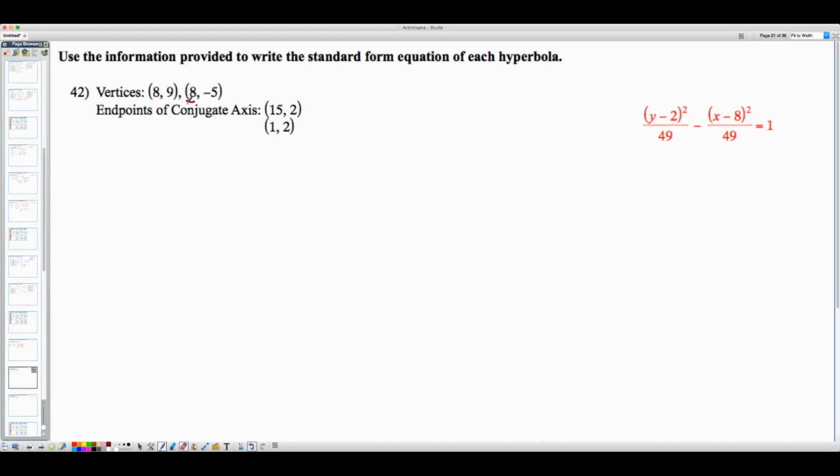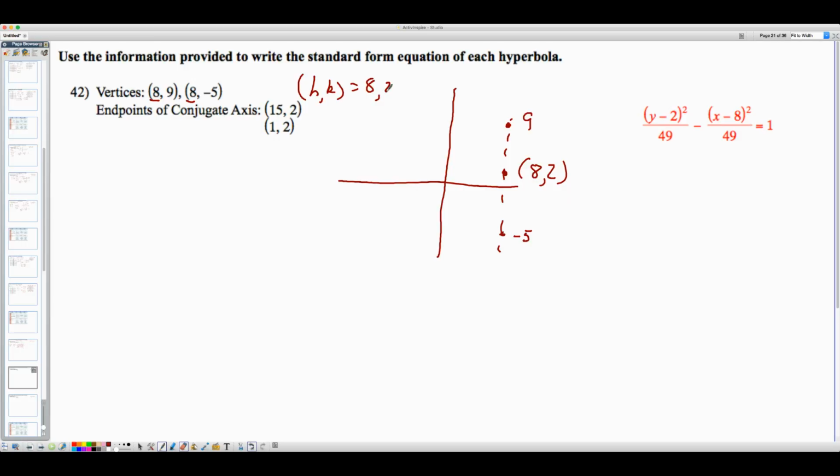Here we have the x values staying the same for my vertices. If I were just to sketch this, at 8 my vertices are going to be at 9 and at -5. And halfway between those is where my x value is 8, and my y value is going to be halfway between 9 and 4, which is 2. So that's my center. My h, k is equal to 8, 2.